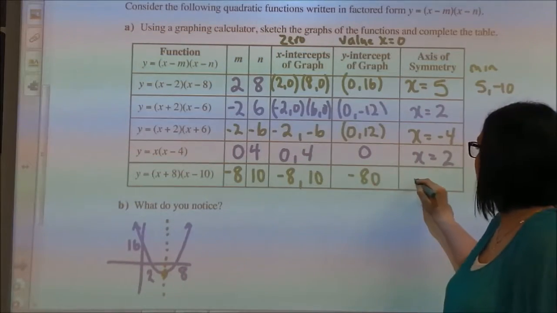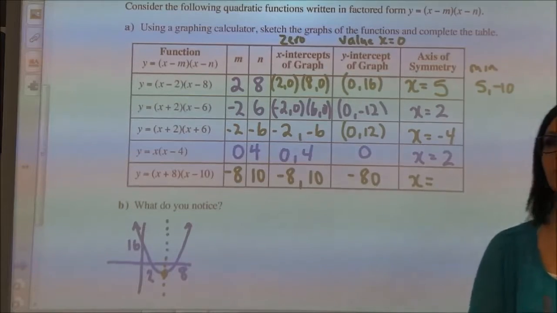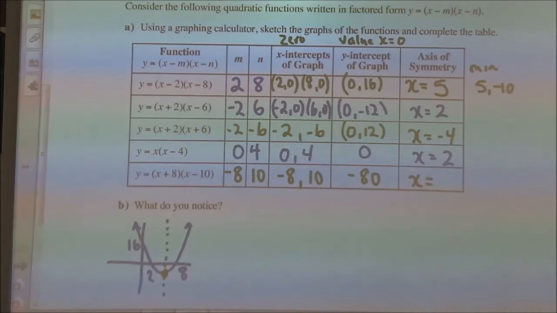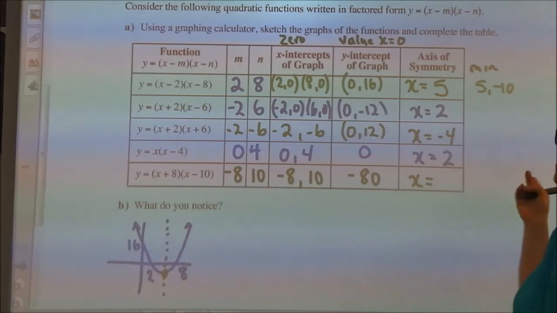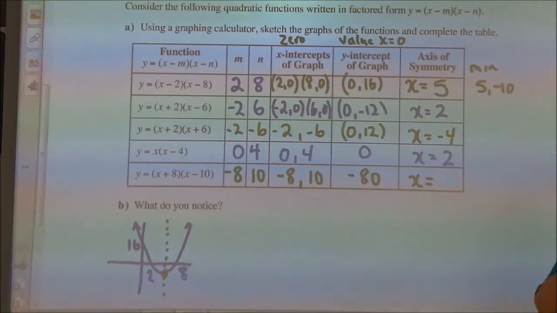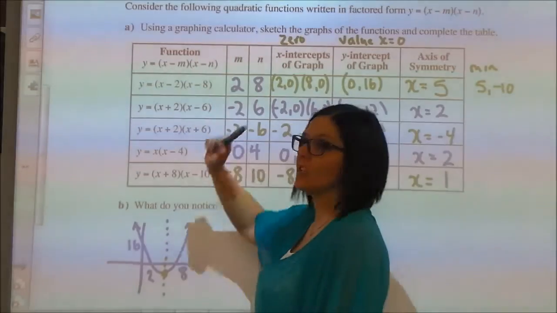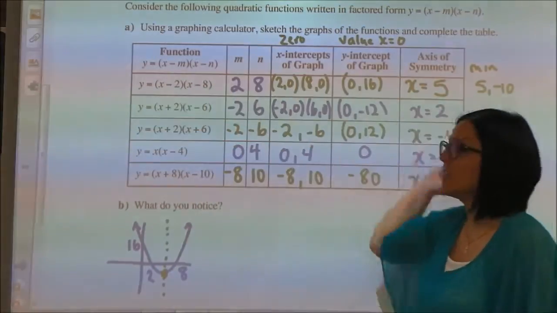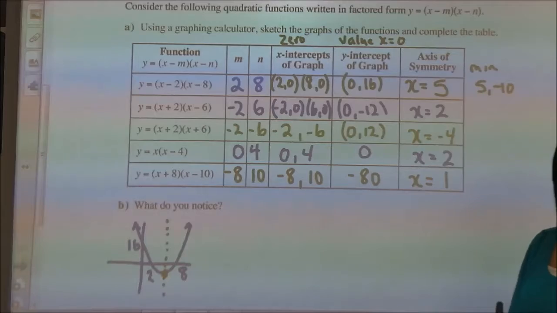Because when you look at the 8 and the negative 10 in the equation, when you multiply them together, that gives you your y-intercept. Yep. So what's my axis of symmetry? X equals 1? That's what I got. Okay, so using these equations, could you fill this chart in without actually graphing it?